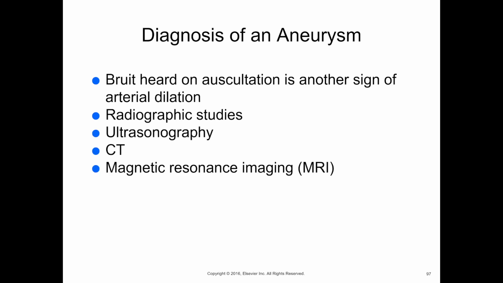Diagnosis: you hear a bruit in an area where there should not be a bruit. Basically, a bruit, the sound on auscultation, is the sound of rushing blood. There are areas of the body where you should not hear anything when auscultating over a blood vessel. You can sometimes see it on radiographic studies, particularly on X-ray, if there is calcification of the aneurysm walls.